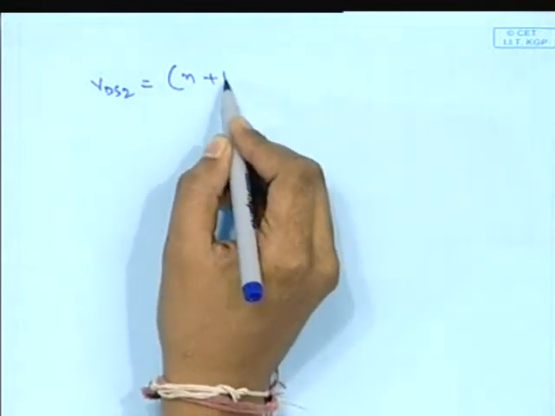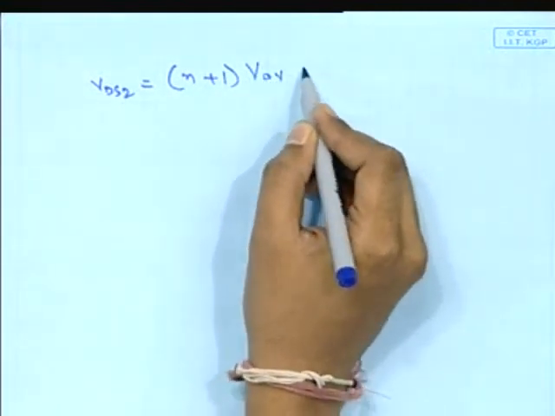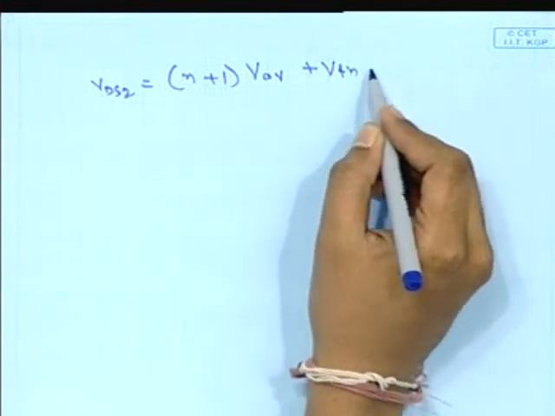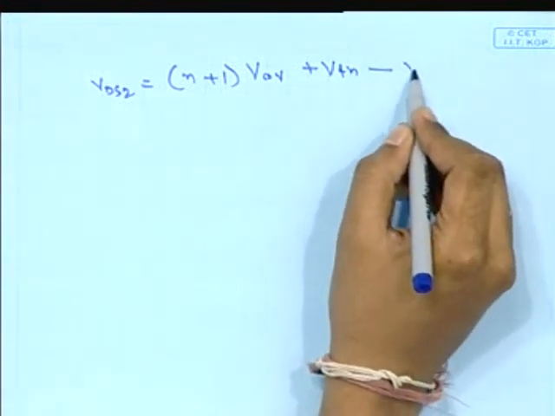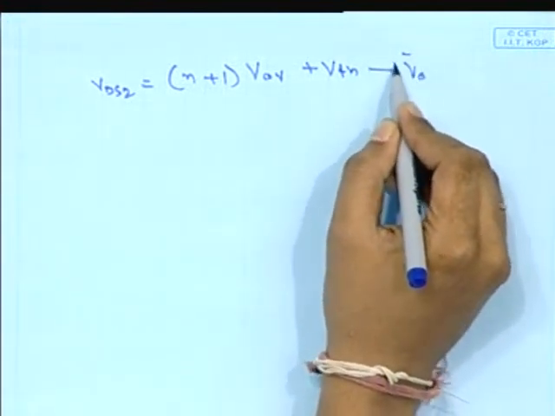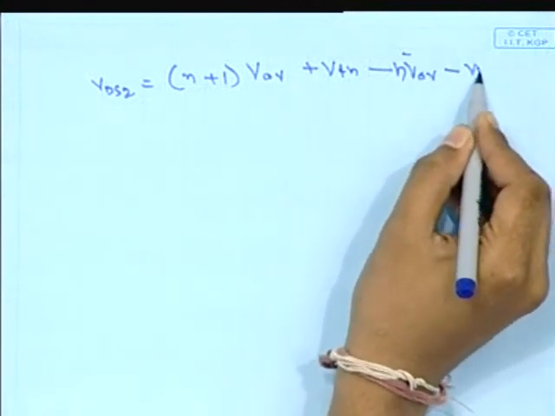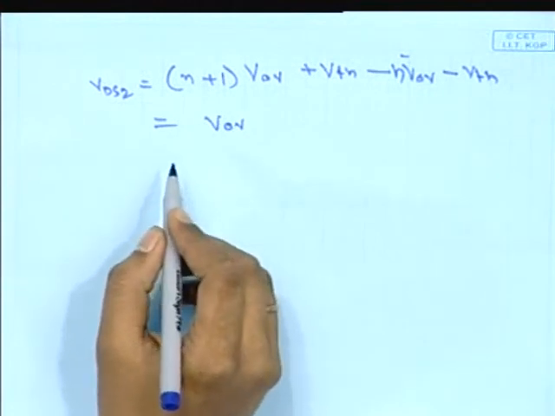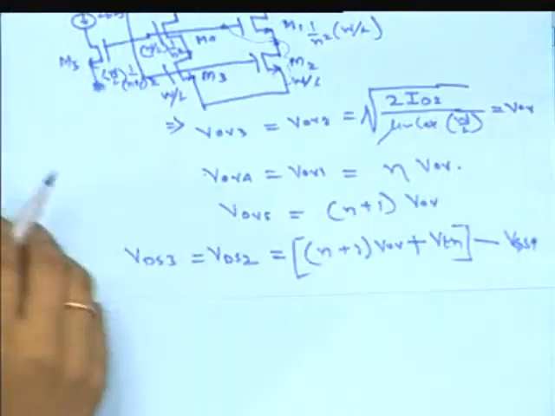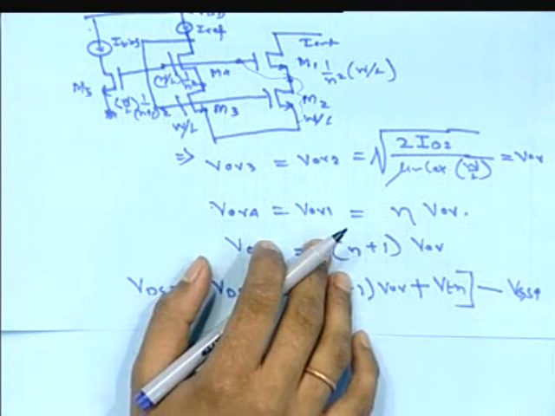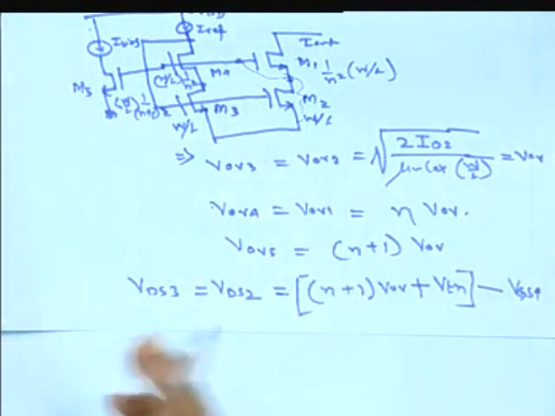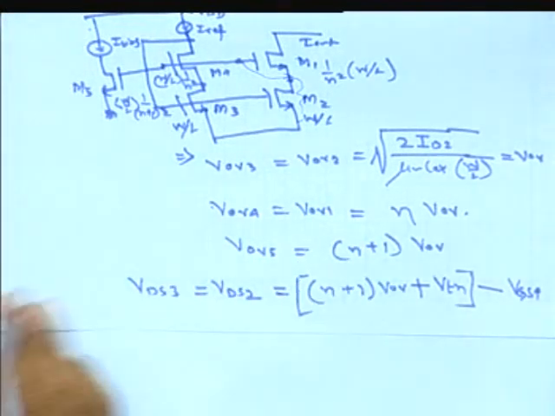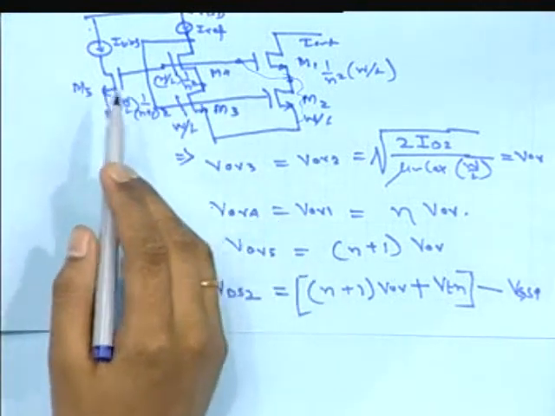from that we can write VDS2 equals n plus 1 times VOV plus VTH minus n times VOV plus VTH. From that, VDS2 equals VOV. So these two transistors are at the transition point between the triode region and the saturation region. That is what this type of sizing does.